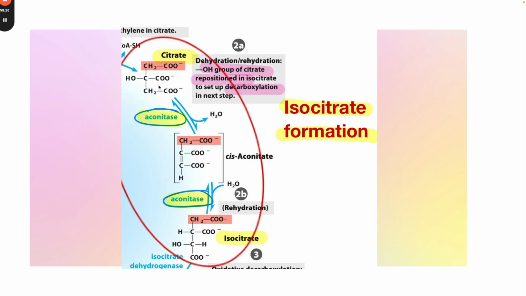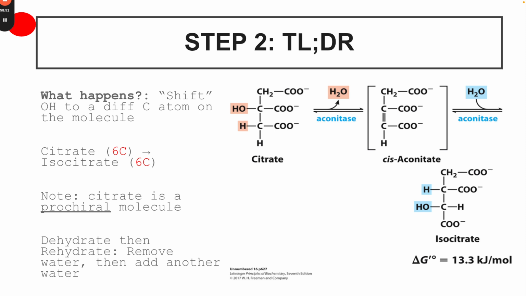So if we see here, we have our hydroxyl group here that's being removed, and so it generates a double bond here in the cis-aconitate. What happens then in the next part of the step is that water is being re-added, so a rehydration reaction, and all it does is it's going to attack our double bond, and it's going to add that hydroxyl group on a different carbon, and that's all it is. It's just basically moving that hydroxyl group from one carbon to the next one. Yeah, so that's just another TLDR step.